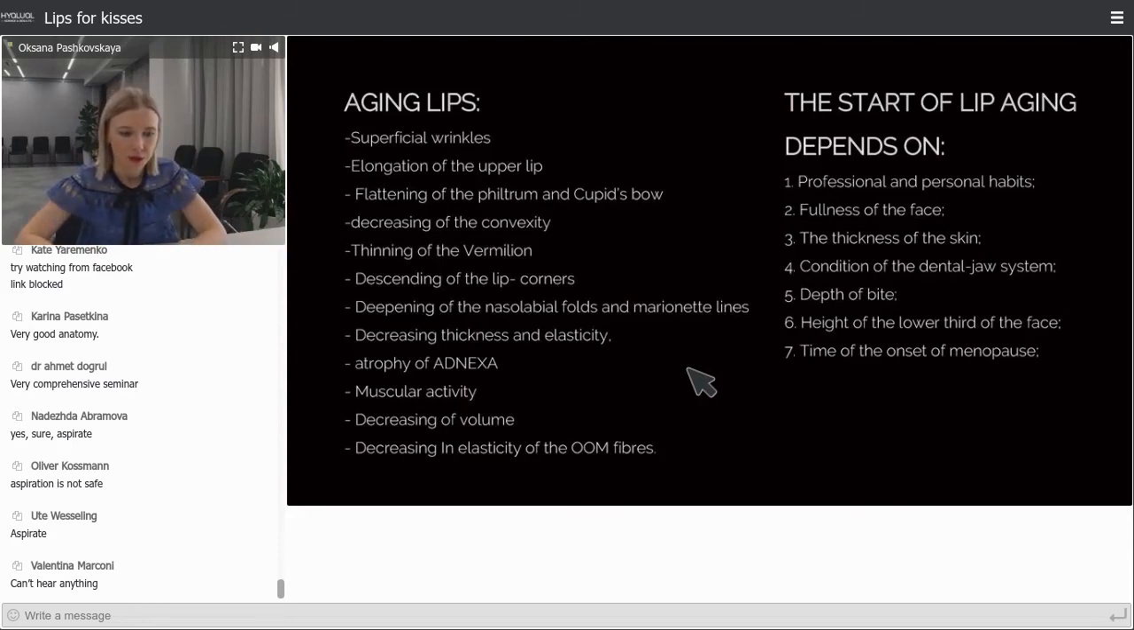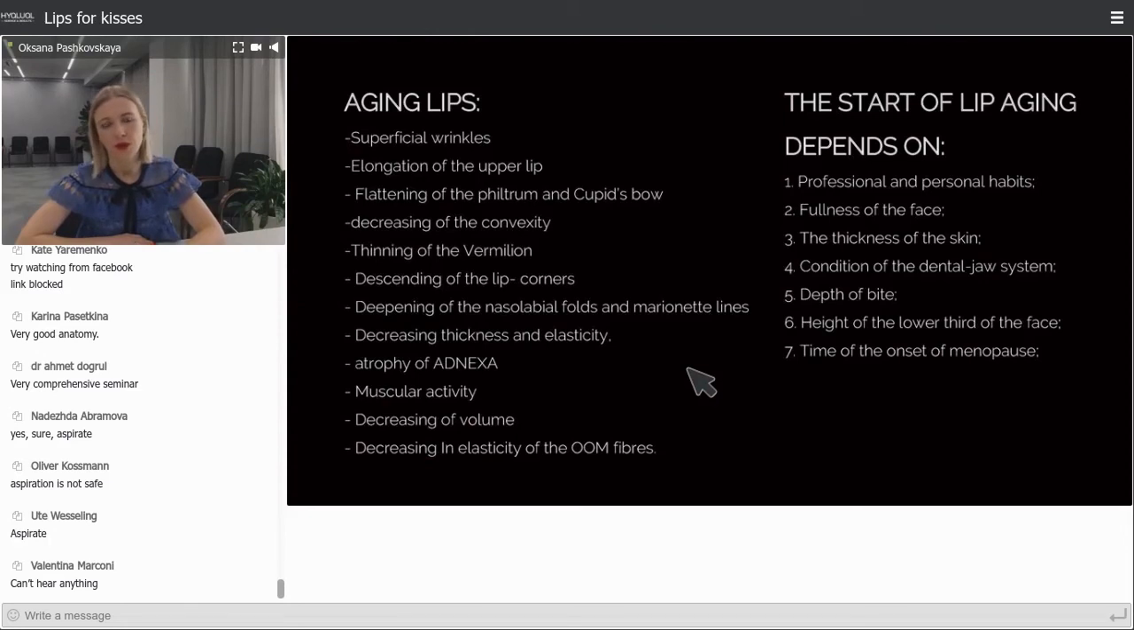Okay, also I want to ask you, what do you think about face yoga, about exercises for expression muscles? Do your patients do such exercises? What do you think about it?